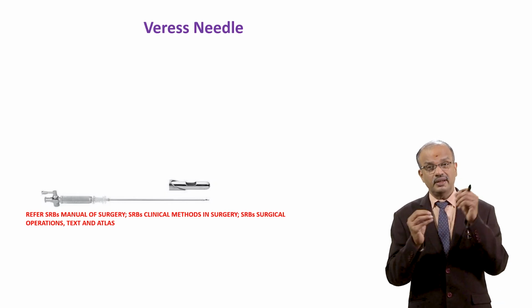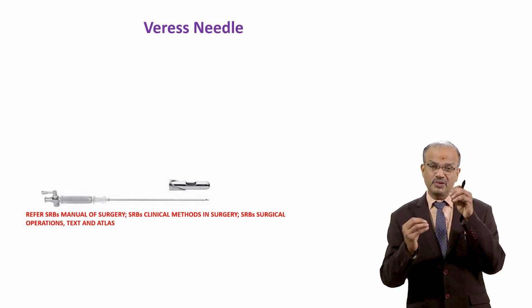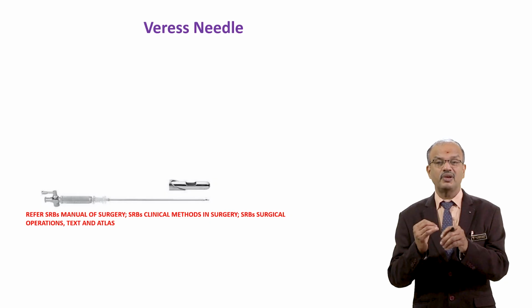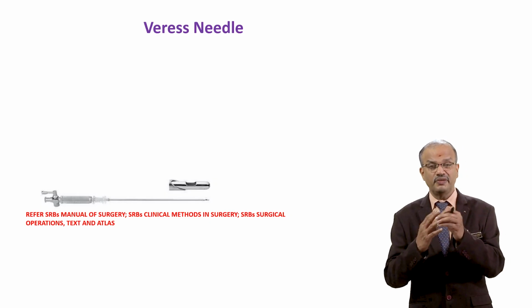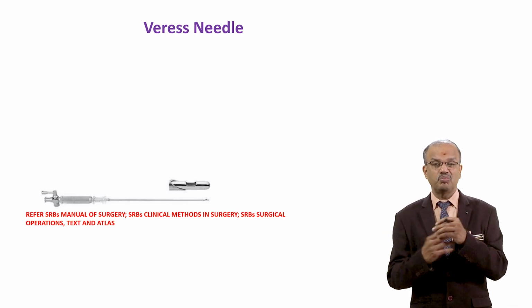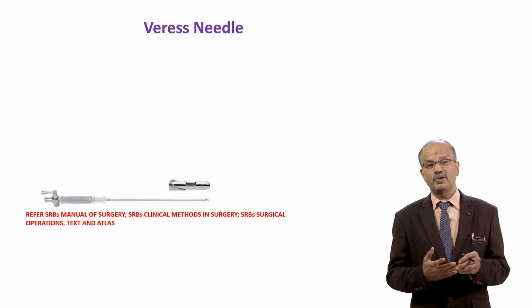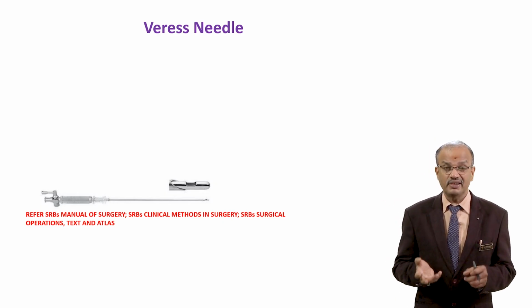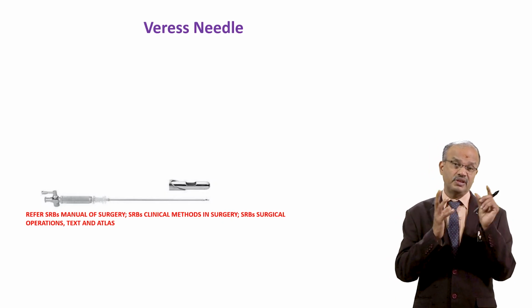It has a spring load, so that once the tip of the needle enters the peritoneal cavity, there is no resistance, and the needle moves back. So the blunt end comes forward and won't injure the bowel. That is the idea of the spring load in the Veress needle.